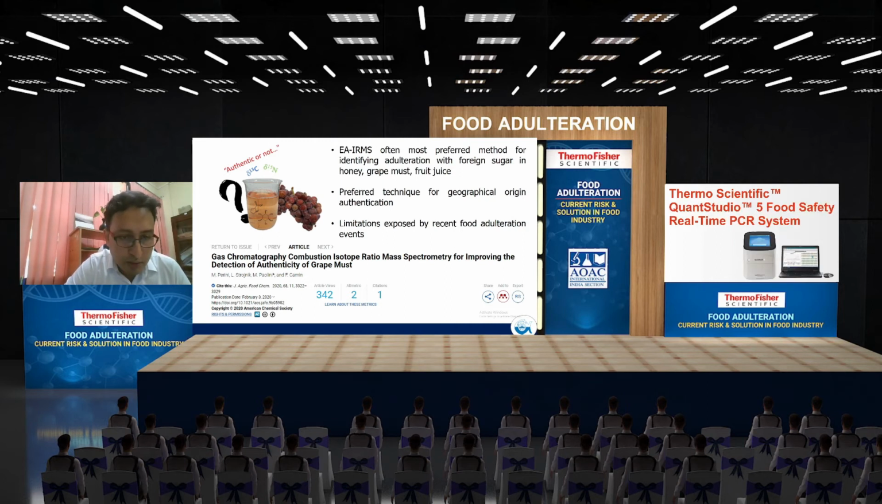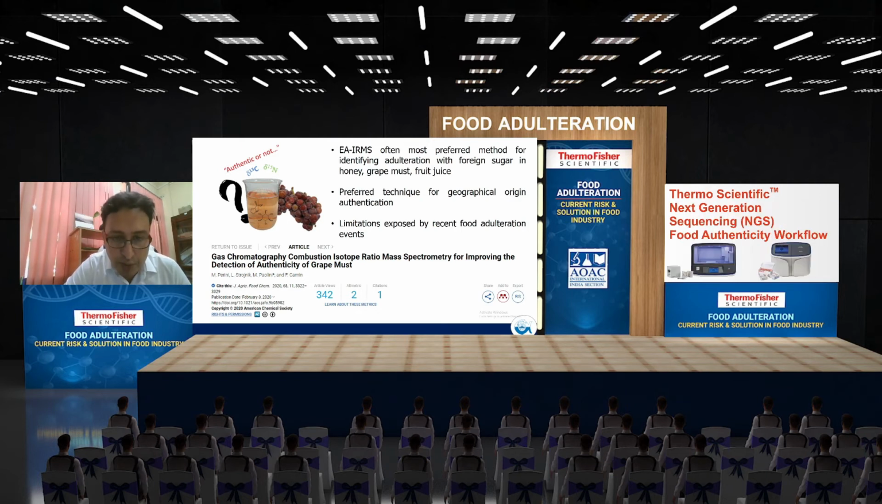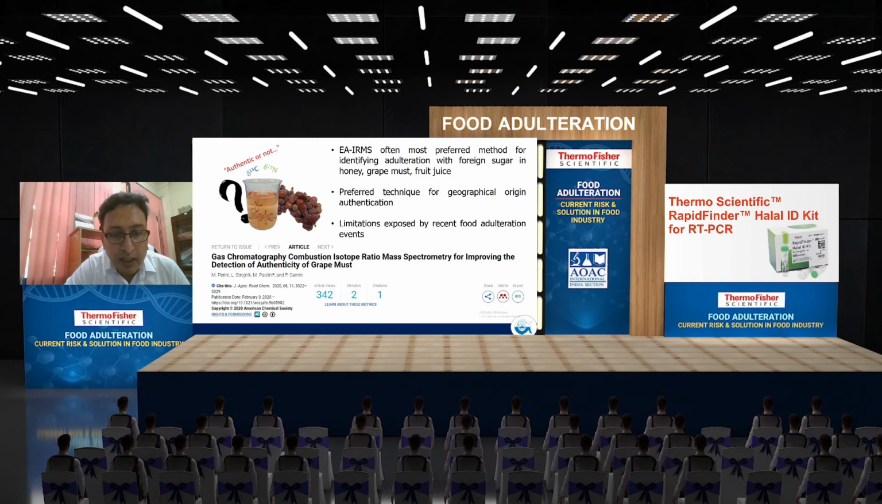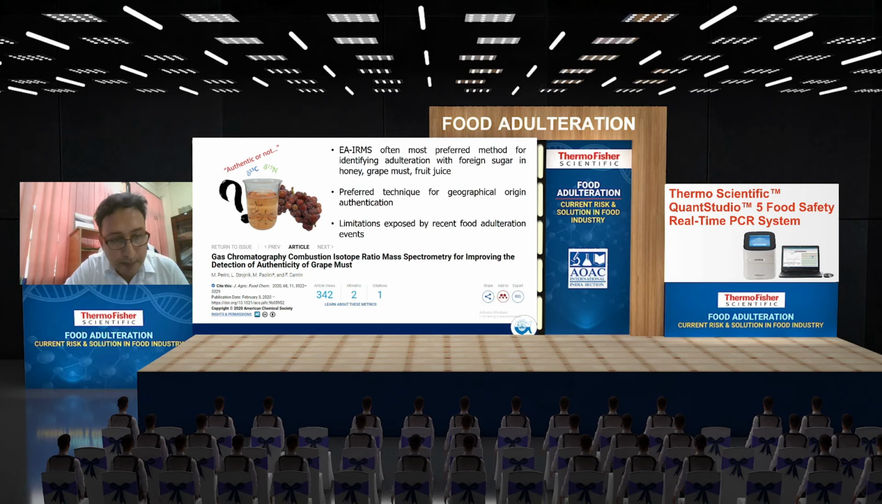So here I'd like to draw your attention towards this recent publication, which uses gas chromatography combustion isotope ratio mass spectrometry. Here they did compound-specific isotope ratio analysis and observed that when they checked the isotope ratio in proline, they got a better prediction of adulteration of grape must as compared to elemental analyzer based IRMS. So the take-home message is that in future this technology will evolve and the focus will be more and more on compound-specific isotope ratio determination.